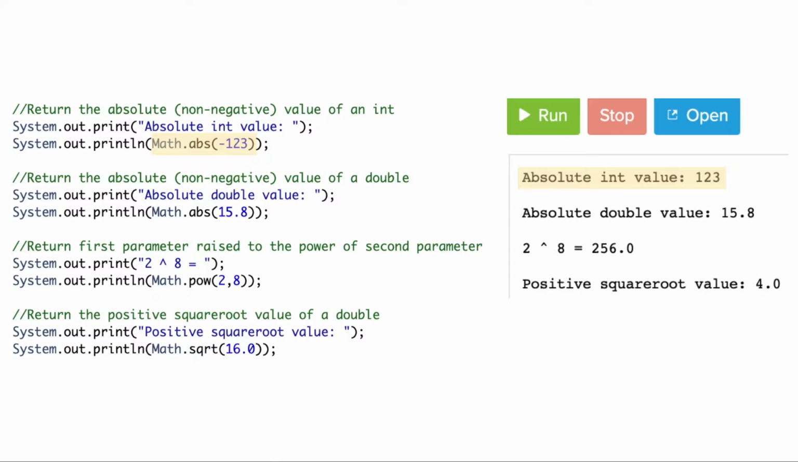Math.abs with an integer returns the absolute, or non-negative, value of an integer. Math.abs with a double parameter returns the absolute, non-negative value of a double. Math.pow returns the first parameter raised to the power of the second parameter. And Math.sqrt returns the positive square root value of a double.